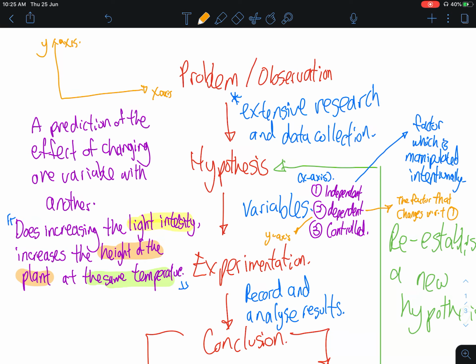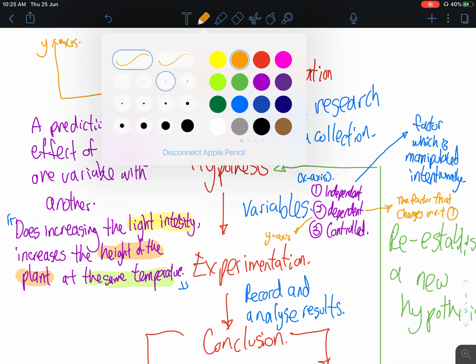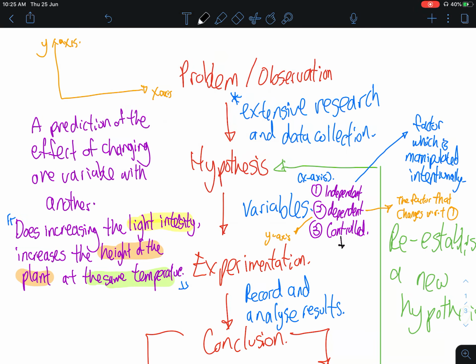Now, controlled on the other hand, okay, let's see if I can use another one. Control, on the other hand, is basically factors that have to be kept the same. That means these factors, if they're not kept the same, can also change or affect the height of the plant. So these are some of the examples which we want to keep the same. So this is controlled.